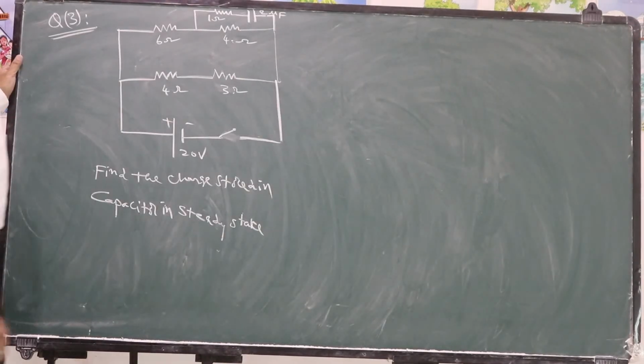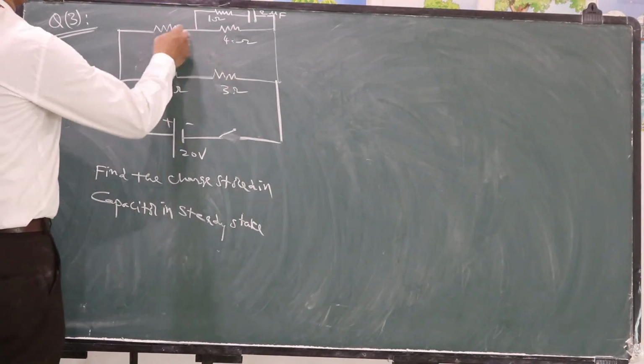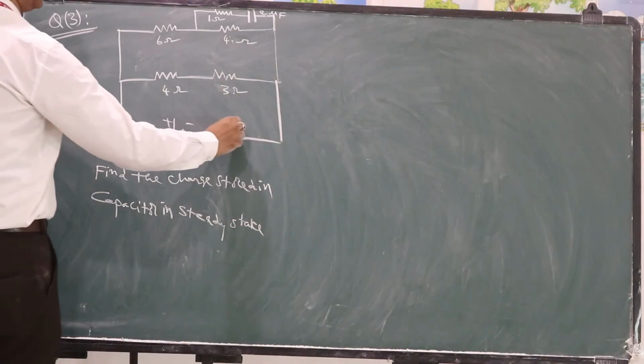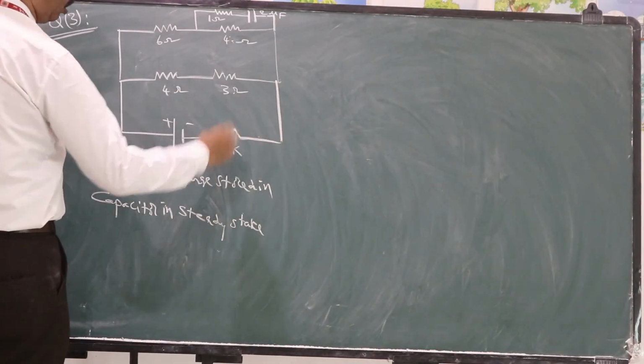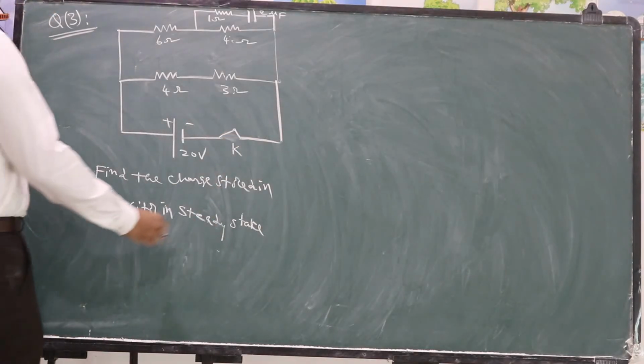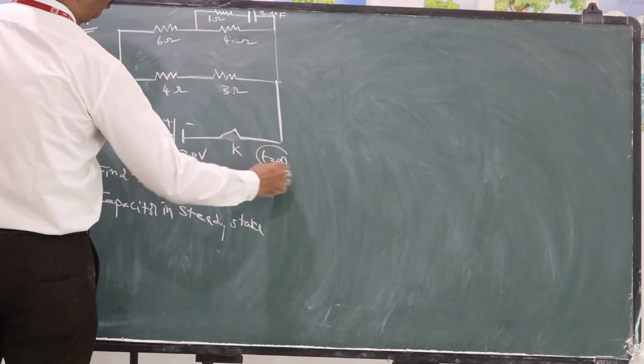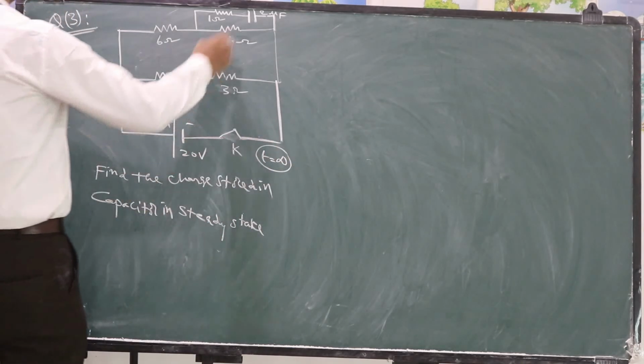So here is one more problem. In this problem, there are 1, 2, 3, 4, 5 resistors, one capacitor, and one cell. The key is closed for a long time. The problem is given at steady state. Steady state means at time t equals infinity. After a long time, what is the charge stored in the capacitor?